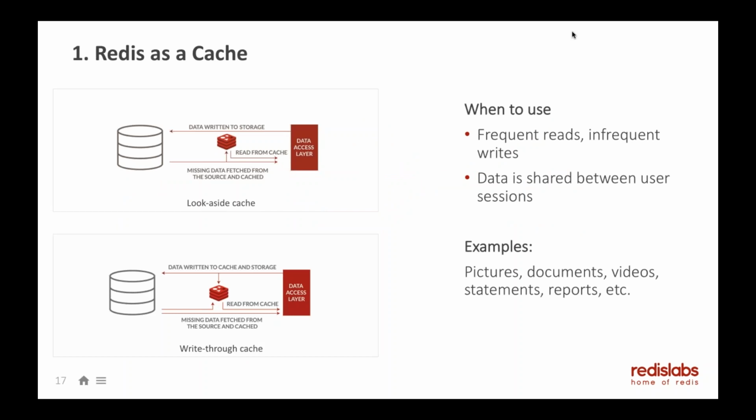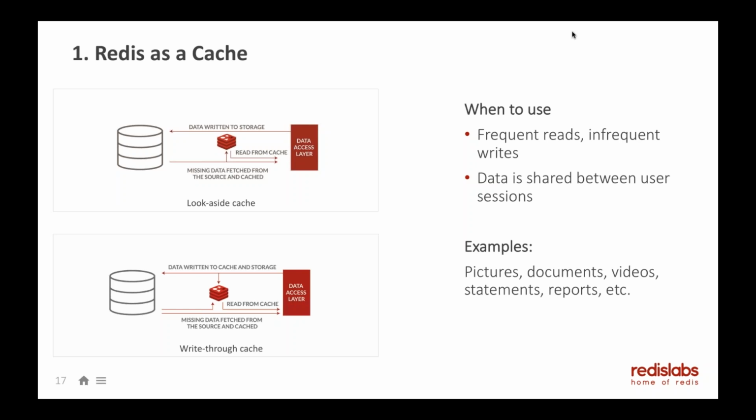Okay, Redis as a cache. Caching is perhaps one of the most popular use cases of Redis. And there are 2 popular ways to implement cache. There is something called look-aside cache, and there is a write-through cache. But in general, cache is used for frequent reads and infrequent writes. For example, if you're watching Netflix, if there is a popular program on Netflix, there's a large set of audience that watches the same program. So it's a good idea to cache all these popular programs. So that's the idea here.